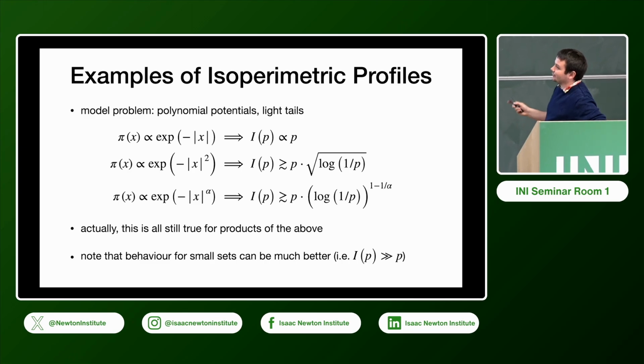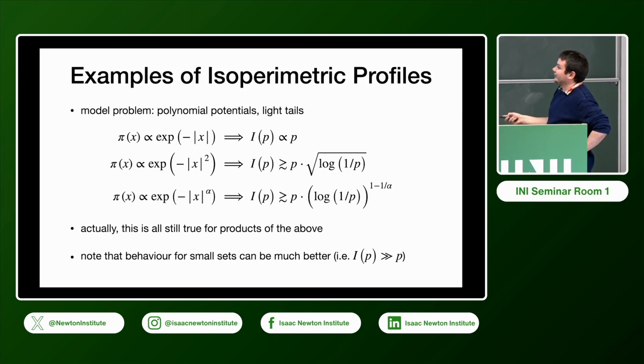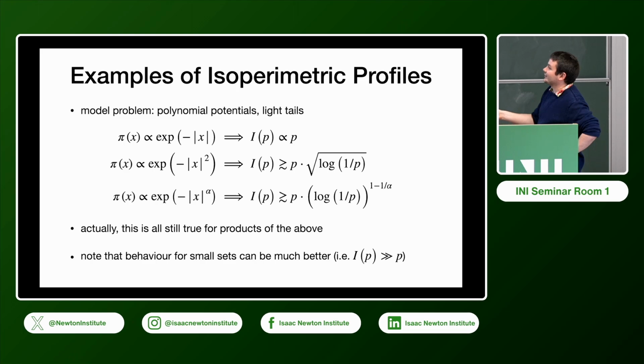If alpha is greater than 2, some funky things happen because somehow if things are better than Gaussian, they can't stay arbitrarily better than Gaussian when I tensorize them because of the central limit theorem. You'll eventually see that in a lot of directions things look Gaussian, and so that's not allowed. But the key thing to note here is that for small sets, the behavior can be much better, right?